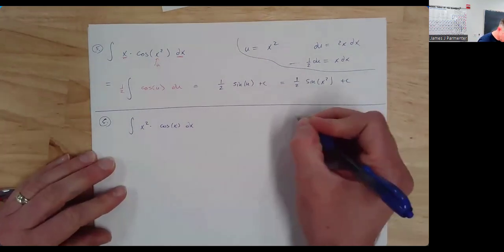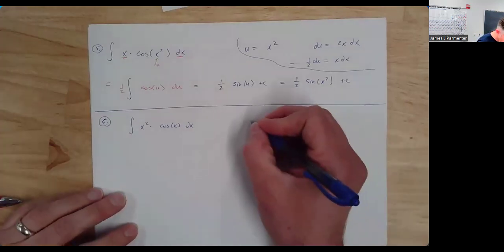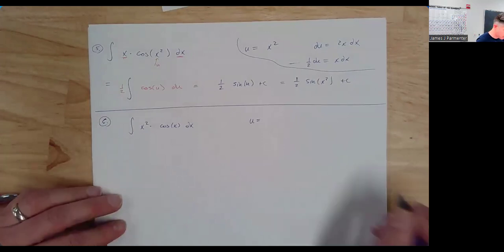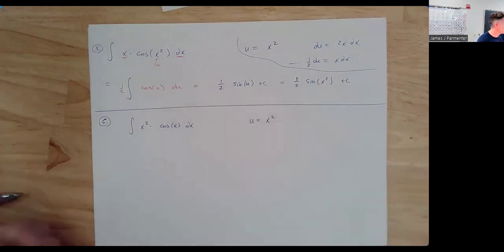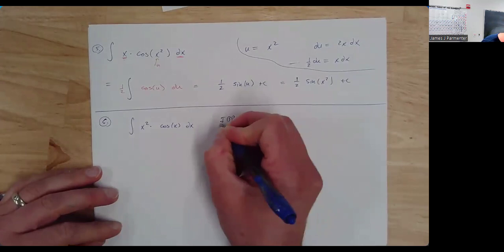And according to my LATE acronym, I don't have a logarithm, but I do have any power of x. I have x squared. Some other people call that the algebraic term if they're using this acronym. I like to call it any power of x because it feels more descriptive. So we're going to let u equal the any power of x part, which is the x squared.